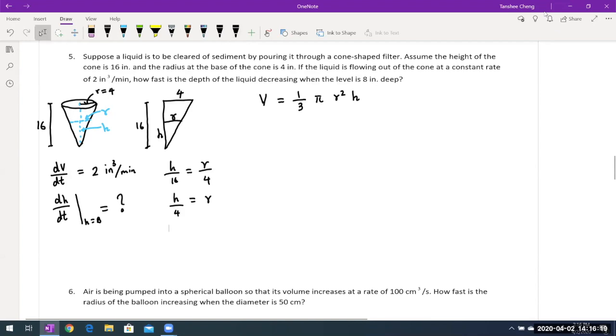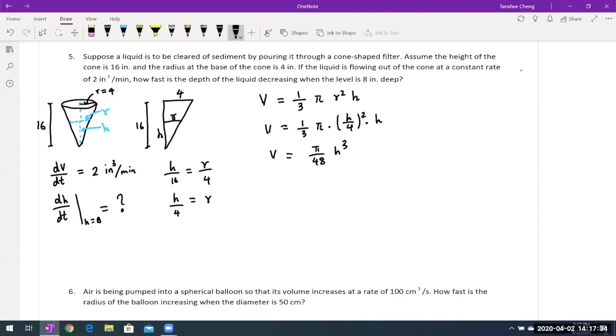Any questions before I move any further from here? This will become V is equal to 1/3 pi times, replacing r with h over 4 to the second power, times h. Simplifying a little bit, this is equal to pi over 4 squared is 16, 16 times 3, 48, and h to the second power times h is h to the third power.